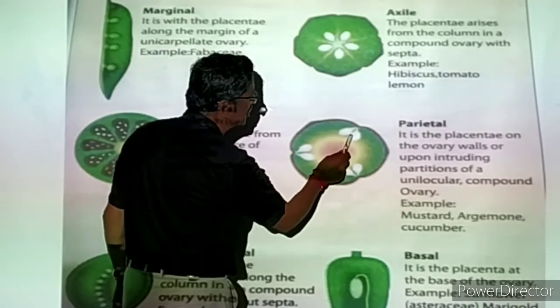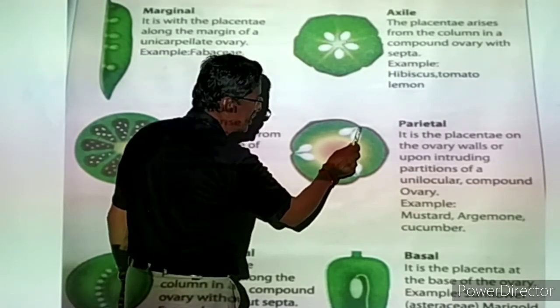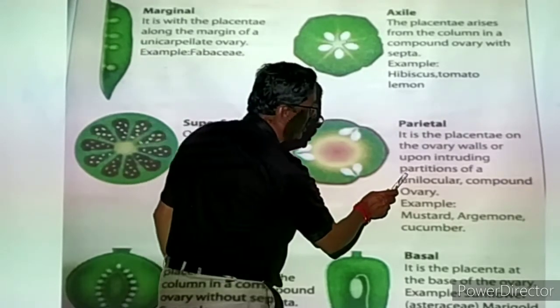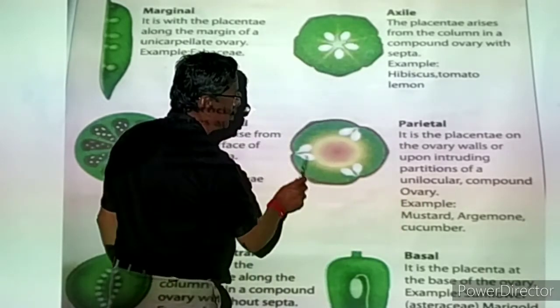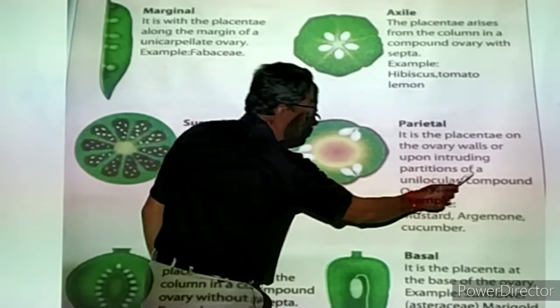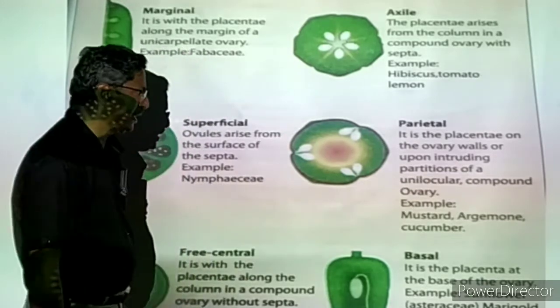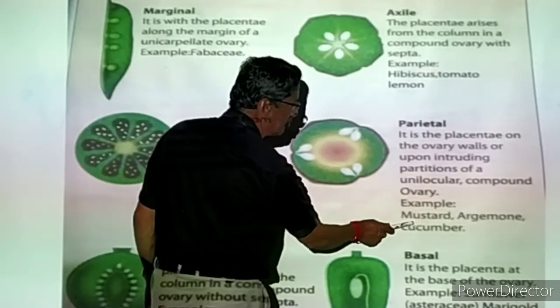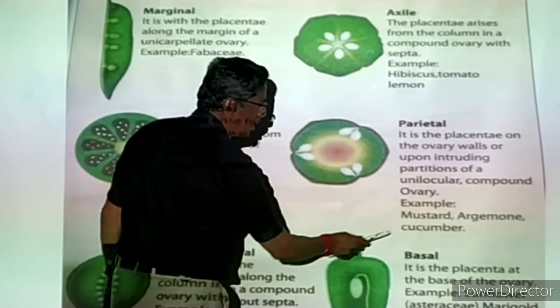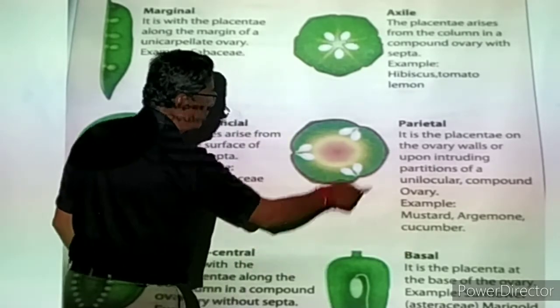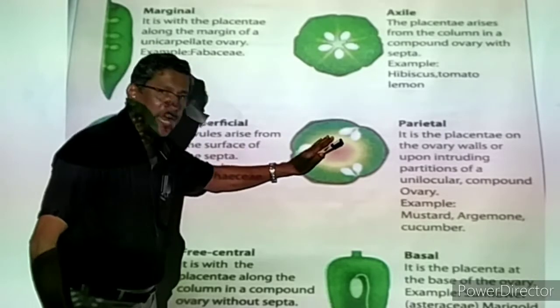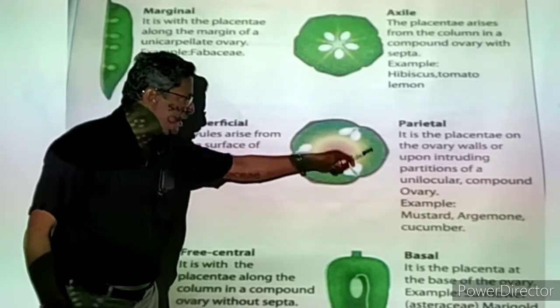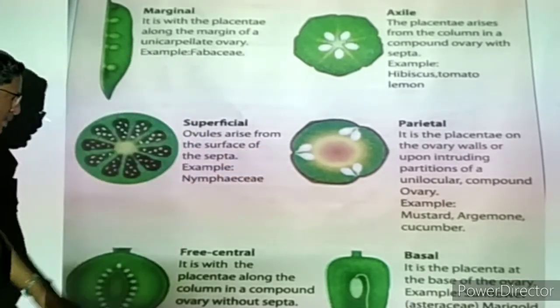Here only the partition is there, where the fusion is. Partitions of the unilocular ovary, a single locule. Only one locule is there. Compound, three carpels are there. Compound ovary. Example, mustard, argemone, cucumber. This is actually the fruit, cucumber. In the ovary of the cucumber, it will be like this. The same arrangement when it is developing into the fruit, you can find the seed arrangement like this, in cucumber.